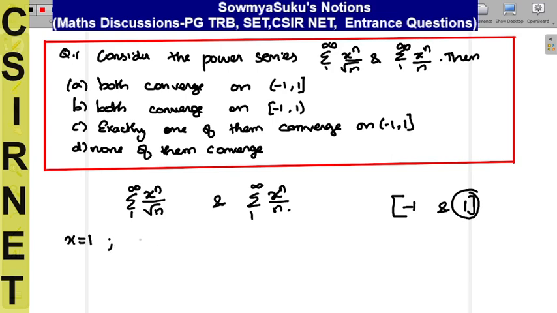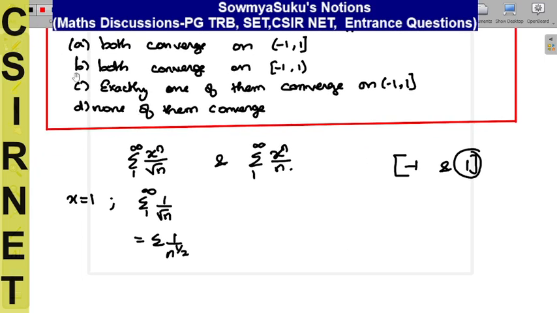So what happens here: summation 1 to infinity 1 power n divided by root n, which is summation 1 divided by n power 1 by 2. So we have the p test: summation 1 divided by n power p converges only when p is greater than 1, and it is divergent if p is less than or equal to 1. Here p is 1 by 2, which is less than 1, so the series is divergent.